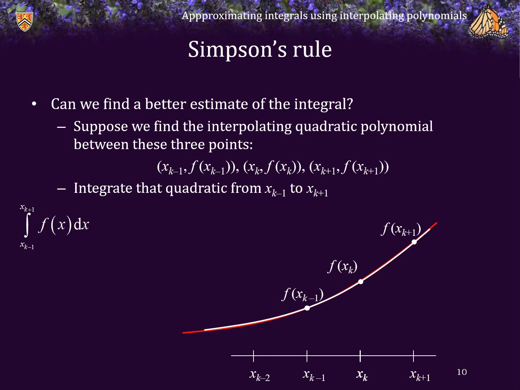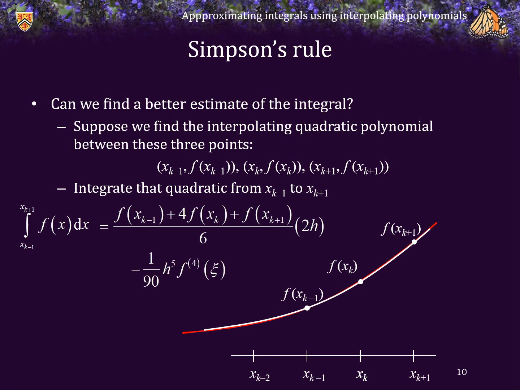If we then integrate that interpolating quadratic, we get this approximation here. Now, notice that we have a weighted average of the value of the function times the width of the new interval, which is now 2h. You can also show that the error is significantly smaller, at least if h is small. Now the error is order h to the 5th. Compare that to the previous error where the error was h to the 2 or h to the 1, h to the 3.